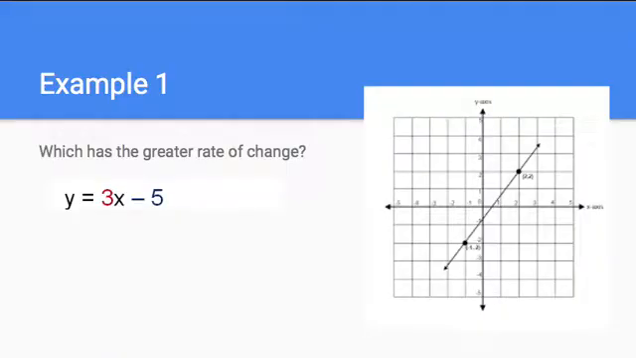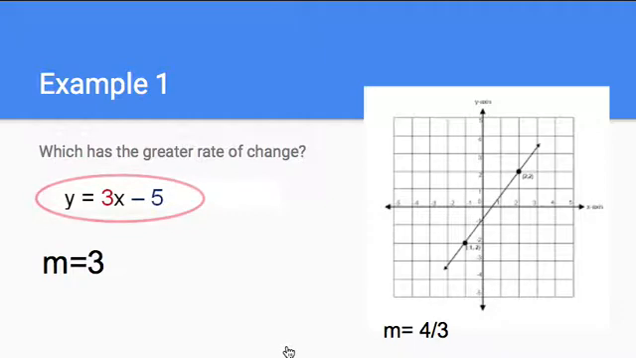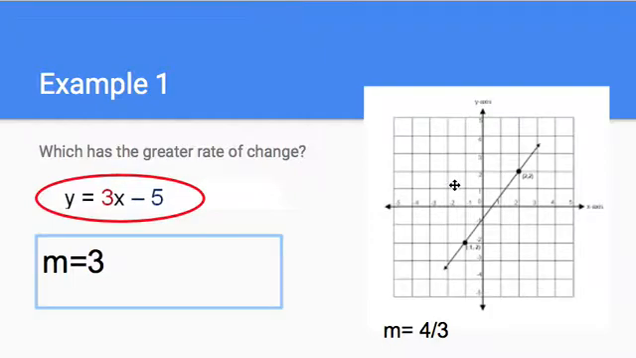Okay, on the next one, rise over run. So rise 1, 2, 3, 4, run 1, 2, 3. My slope is 4 over 3. The greater, the bigger one, 3 compared to 4/3. 4/3, that's the same as 1 and 1/3. This is the greater rate of change. So y equals 3x minus 5 has the greater rate of change.